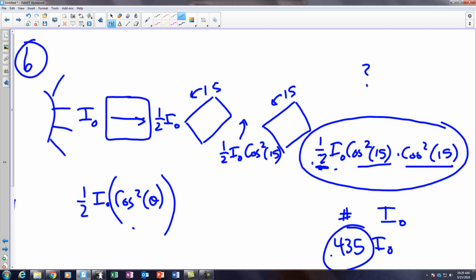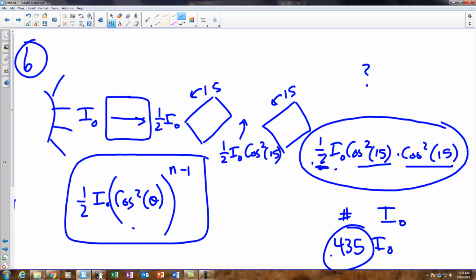But how many polarizers were there? 3. If there were 10 polarizers, how many times would I use it? 9. So it's never the number of polarizers, it's always one less, right? So we could say this is to the n minus 1. This right here is an equation that will work for every problem where the polarizer shift is always the same amount. If I change any of the angles, it falls apart.